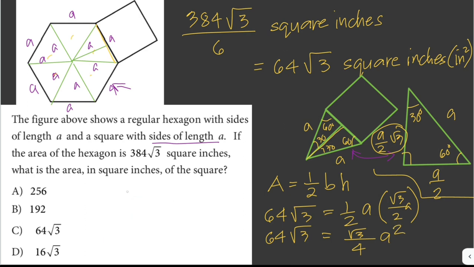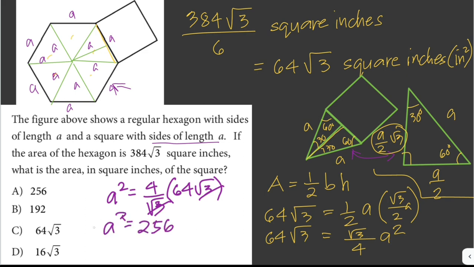Therefore, A squared here is just equal to 4 over square root of 3 times 64 square root of 3. Square root of 3 here cancels out, so we are left with 4 times 64, which is just equal to 256. And then we get the square root of both sides, therefore A is equal to 16. So the value of A here is equal to 16.